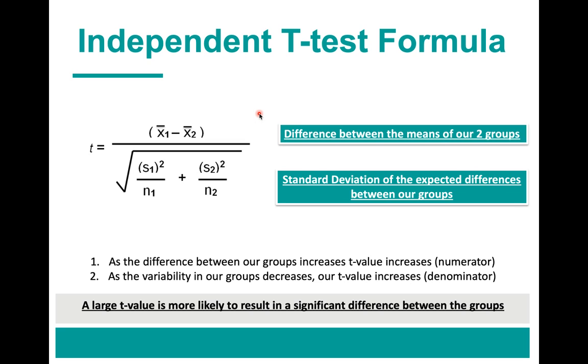So let's say we're studying levels of depression in 9th graders versus 12th graders. Well, we would find the mean level of depression in 9th graders, group 1, and subtract it from the mean level of depression in 12th graders, group 2. Right? How different are 9th graders and 12th graders in their average levels of depression? Easy peasy. Numerator is straightforward.